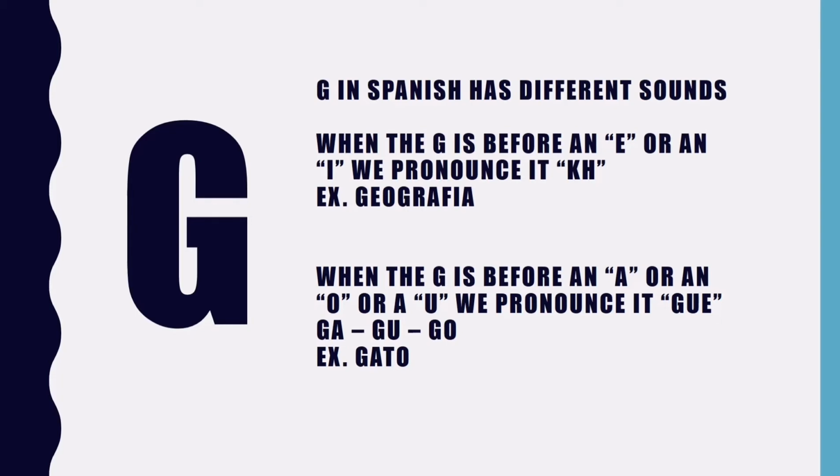Now, when you have an A, an O, or a U, that's when we pronounce it as a hard G. Ga, go, gu. So that's why we said grafía. Here we don't have a vowel, we have a consonant, so in this case, we will pronounce it as a hard G. But if we take another example, gato, we have an A after the G, so this is when it's pronounced as a hard G. So ga, go, gu, ge, gi.